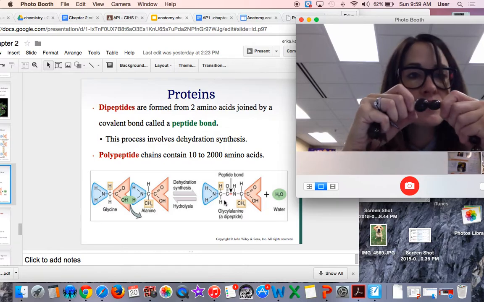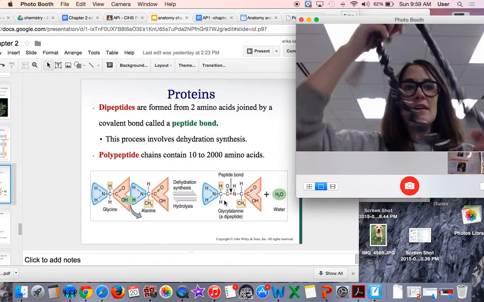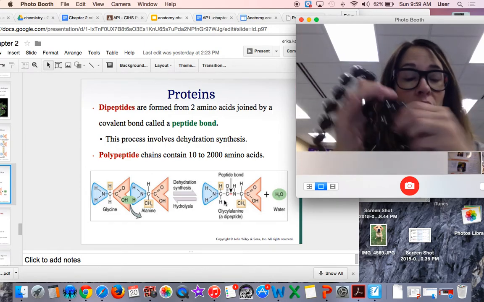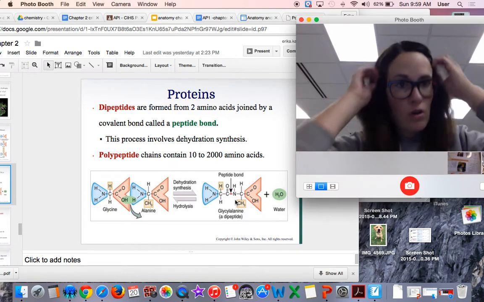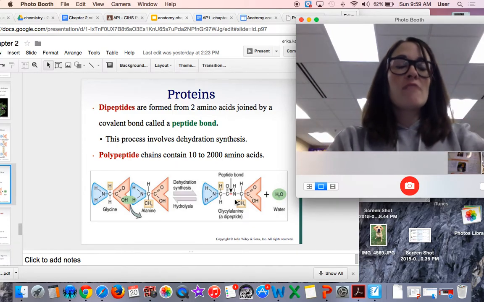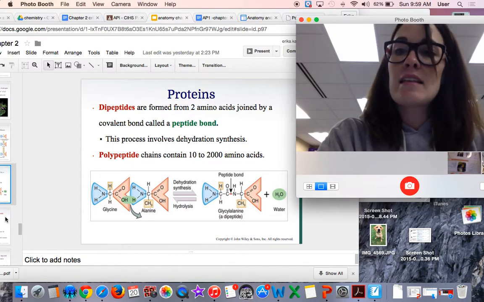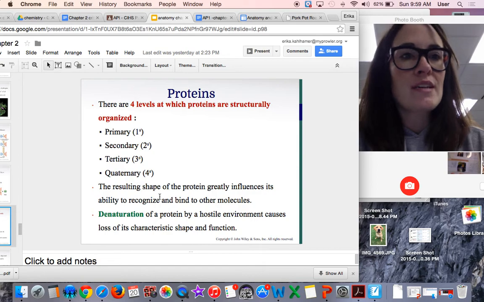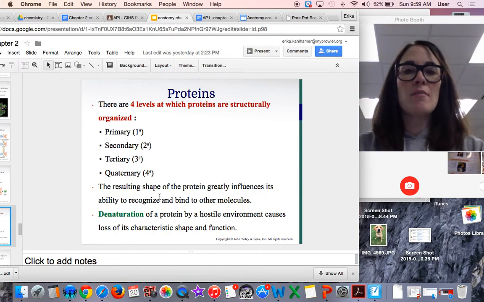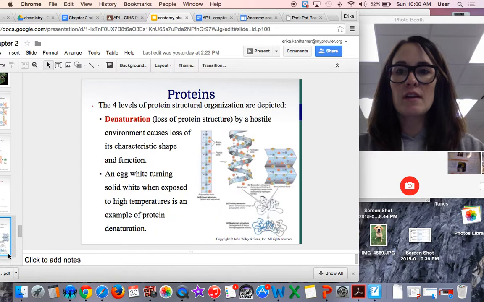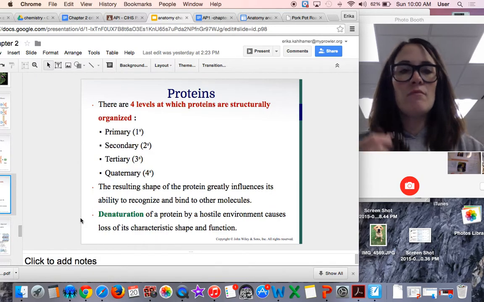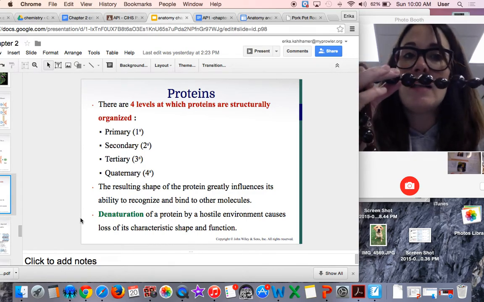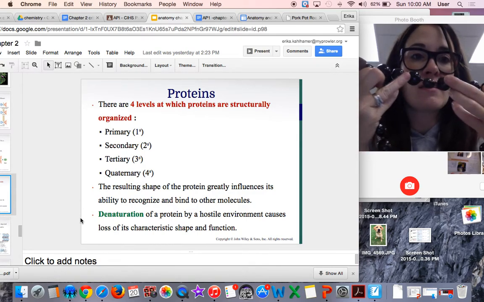So a dipeptide is two amino acids. A polypeptide, like this necklace, contains 10 to 2,000 amino acids. So polypeptides, or large proteins, can vary in the number of amino acids they contain. There are 4 levels of what are called structural organization. The first level is the primary level. It's simply the sequence of amino acids, so alanine, glycine, lysine, leucine, the order that they're in.